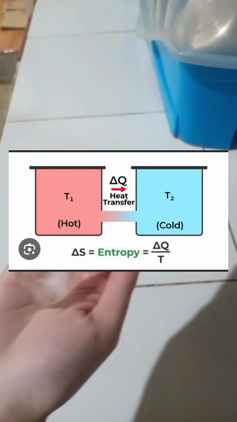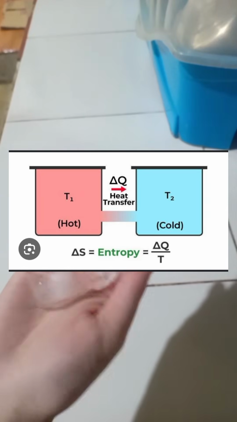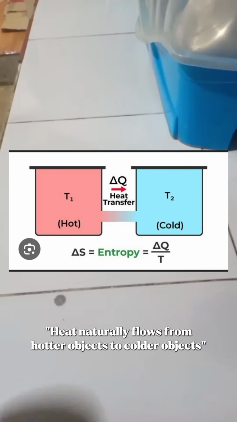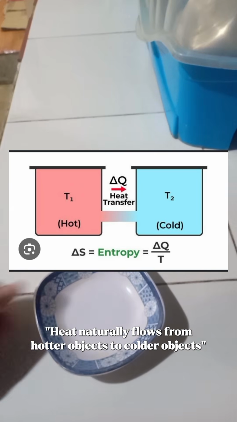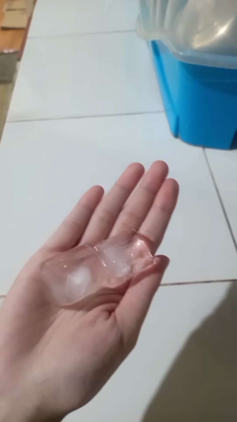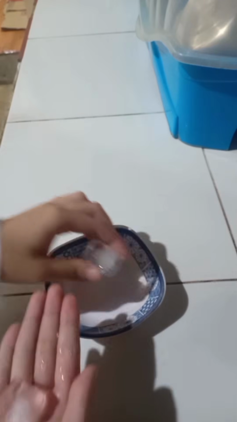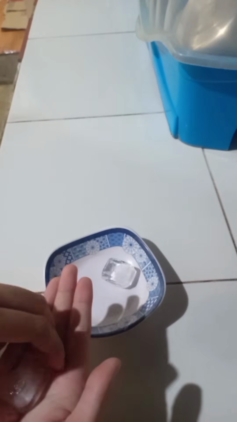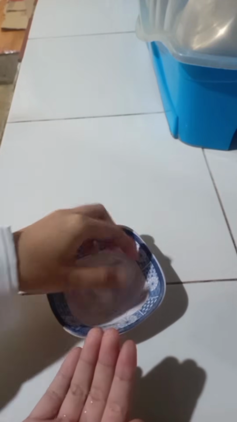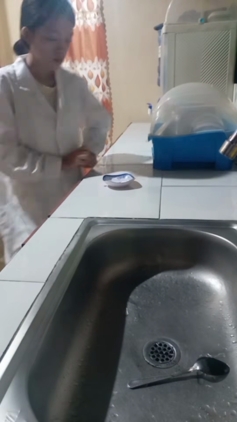Next, we have the second law of thermodynamics, which is also known as heat naturally flows from hotter objects to colder objects. Materials needed: ice cubes and a bowl. First, we place the ice cubes in a bowl and leave them at room temperature. We will observe what happens after a few moments.